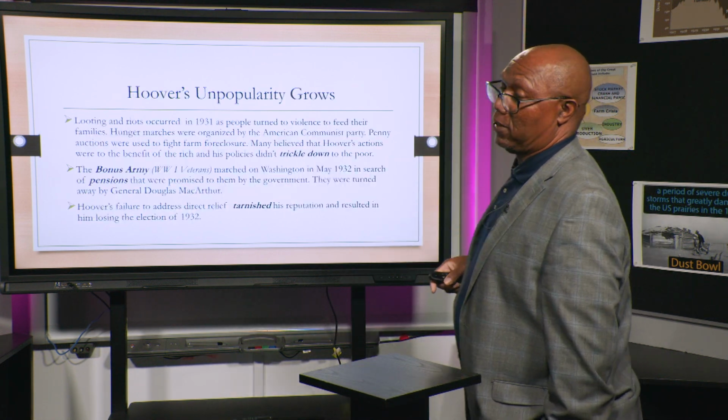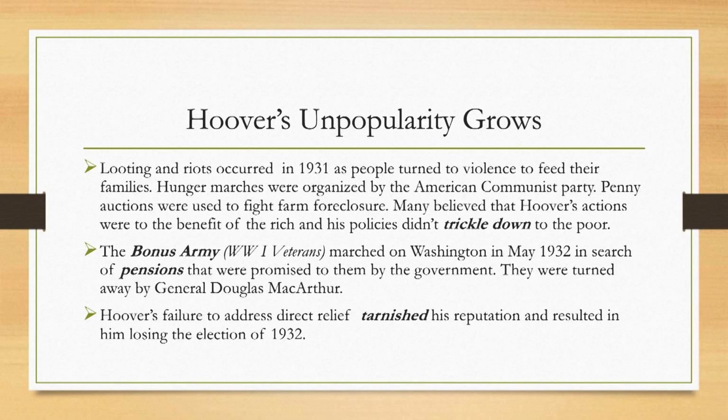Hoover's unpopularity grows. The only thing about being president during one of the worst times in American history is you get the blame for everything. Looting and riots occurred in 1931 as people turned to violence to feed their families. Hunger marches were organized by the American Communist Party.